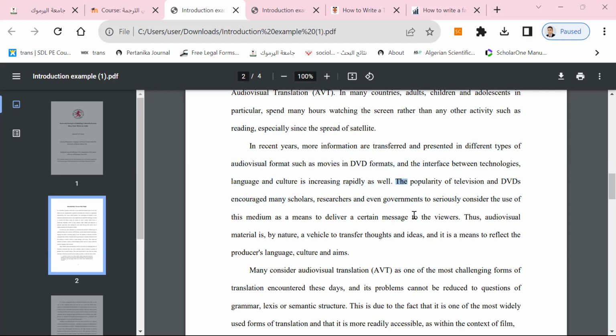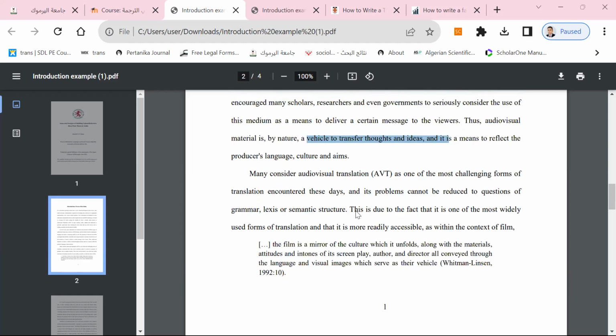Now here, these are the advantages of the current situation. If you remember, we said that we have general information, then the current situation, and then we talked about the advantages or disadvantages of the current situation, and then we should start talking about the importance of our topic here. Thus, consider the use of this medium as a means to deliver certain messages to the viewers. Now, thus the audiovisual material is by nature a vehicle to transfer thoughts and ideas, and it is a means to reflect the producer's language, culture, and aims. Okay, so these are the advantages of the current situation.